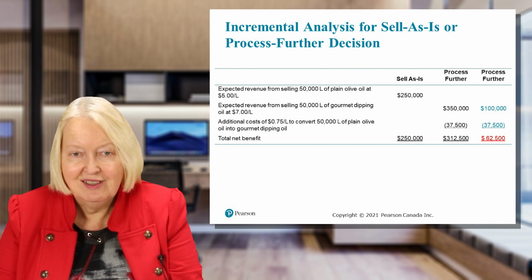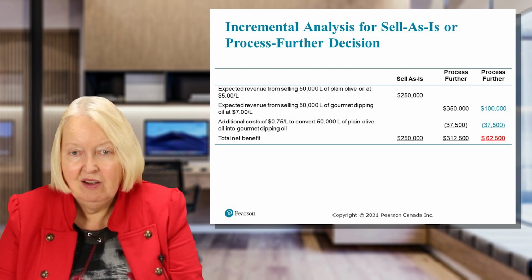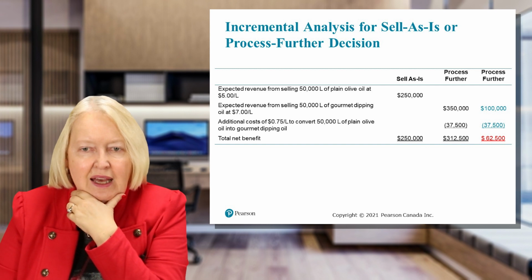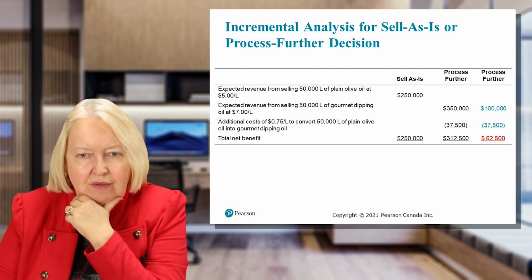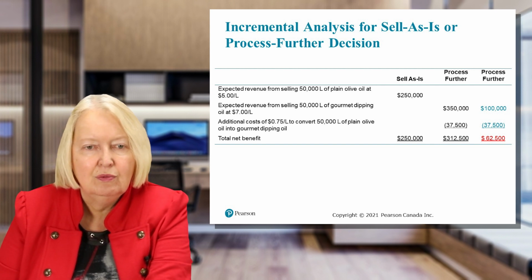But there's a cost to get that product converted from plain olive oil to a gourmet dipping oil, and that cost is $37,500. So to process it further, you would get revenue, the net benefit would be $312,000. So by processing it further, you're going to get a net benefit of $62,500. So you would do it.